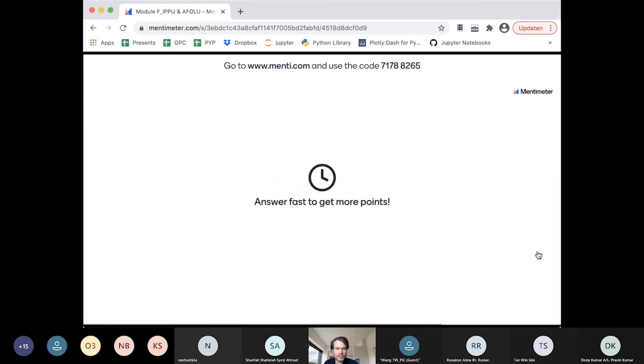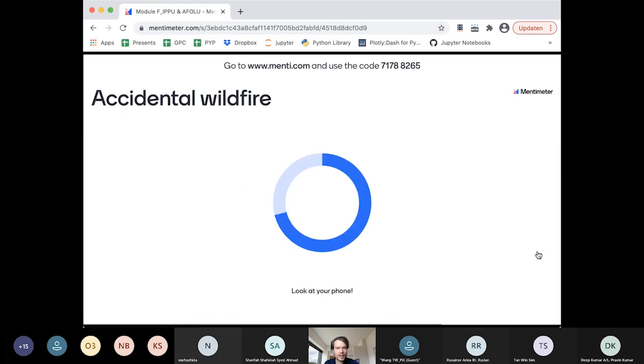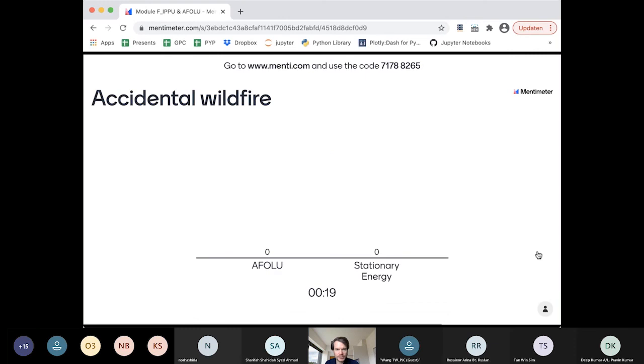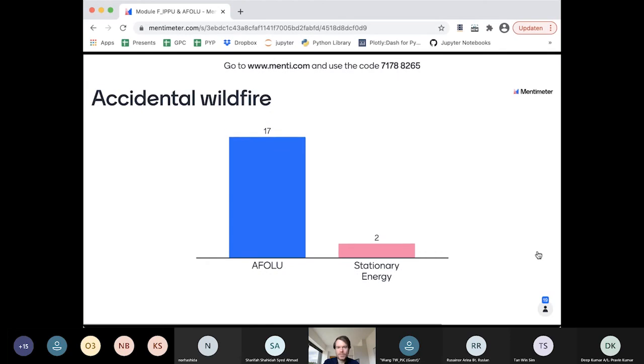Okay, next question. An accidental wildfire. Is that a FOLU or stationary energy? Okay, and that is indeed a FOLU. Again, it's accidental, it's not intentional, and there is no productive energy use, so it comes under a FOLU.